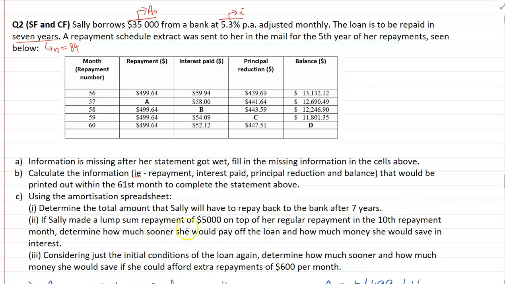If she makes a lump sum repayment of $5,000 in the 10th repayment, let's determine how much sooner she'll pay off the loan and how much money she would save in interest. And then lastly, considering the conditions of the loan again, determine how much sooner and how much money she would save if she could afford repayments of $600 a month.